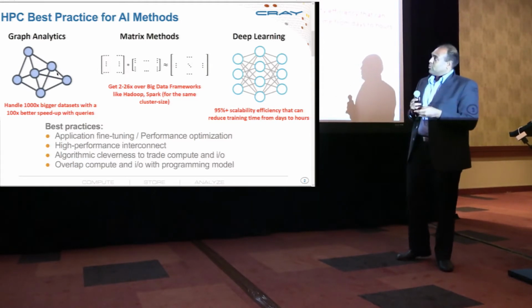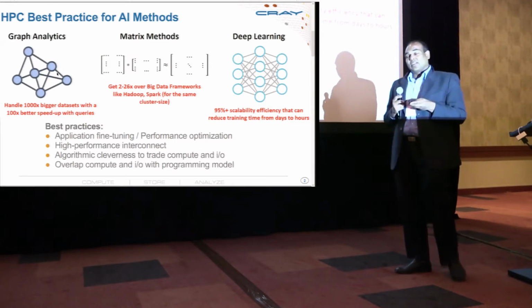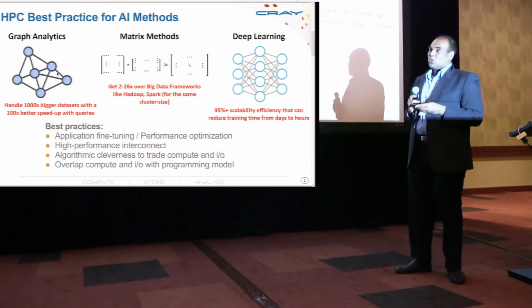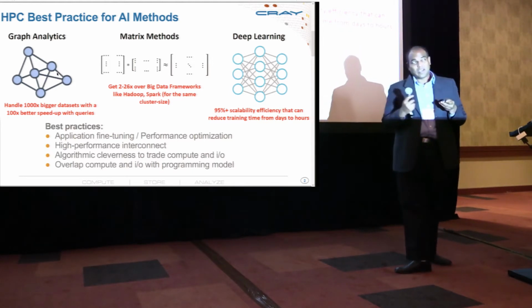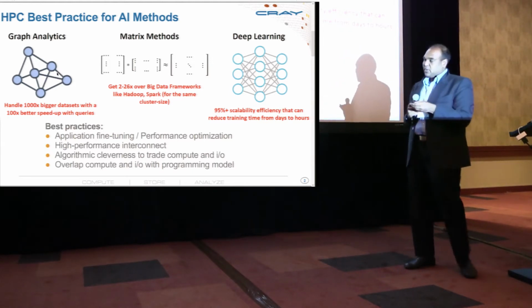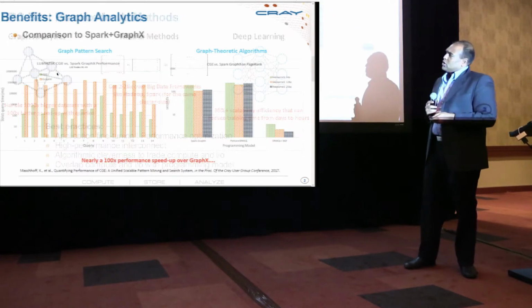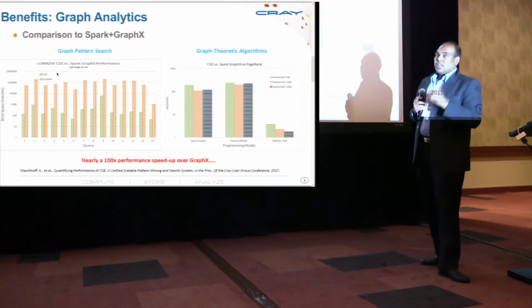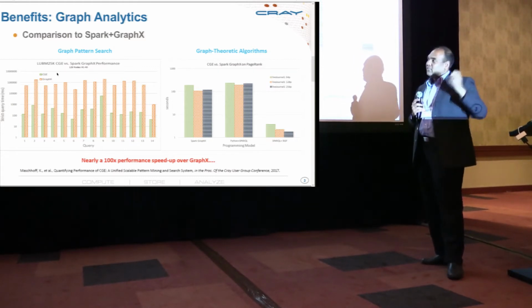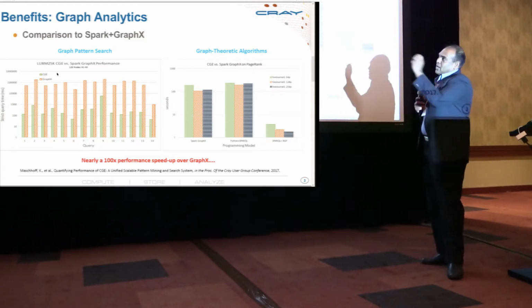On unsupervised methods that I'm talking about, for the same size cluster, you get 2 to 26x better performance over open source tools like Hadoop and Spark. And for Spark, we're the only ones that are able to run at 1,000 plus GPUs at 95% plus efficiency. And so this is the first set of results that we have with the Cray graph engine. You've seen us talk about the RDF platform, and Steve Reinhardt mentioned a couple of sentences about it. So that was on the left.